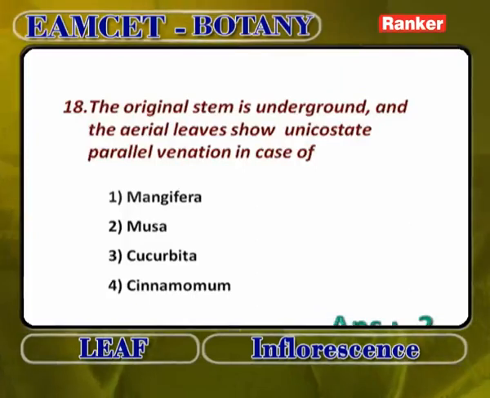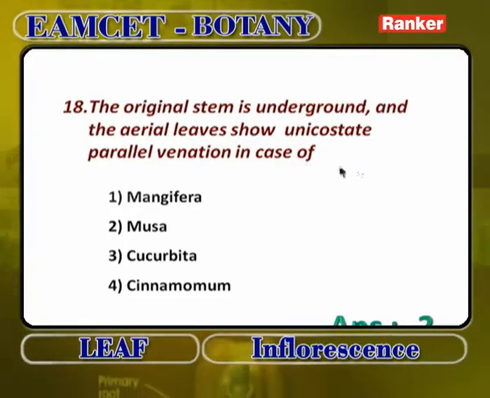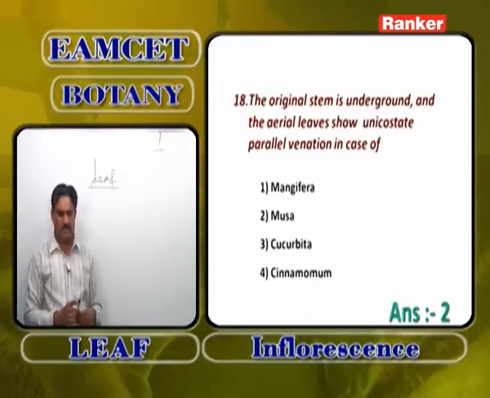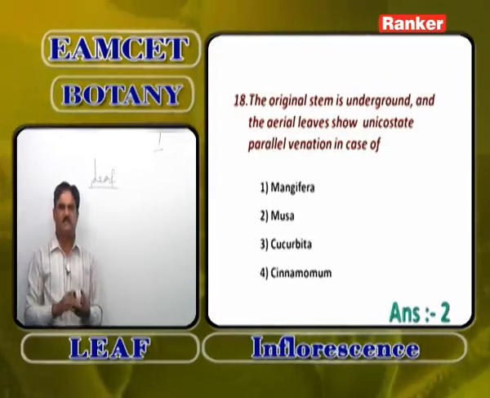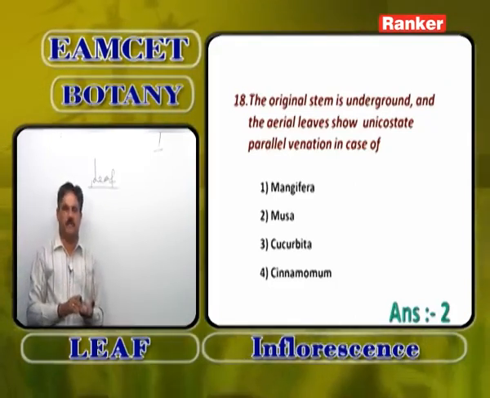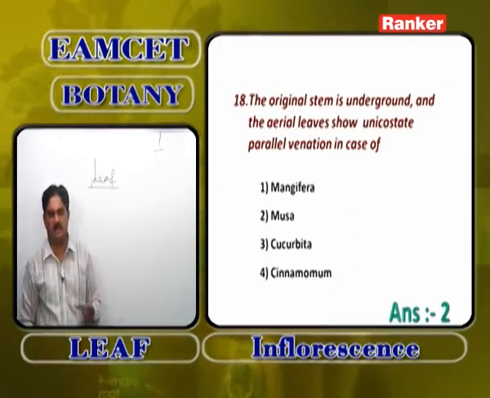The original stem is underground, and the aerial leaves show unicostate parallel venation. The original stem being underground is a rhizome. In Mangifera you don't find unicostate, in Cucurbita you don't find unicostate, and in Cinnamomum you don't find unicostate. That means parallel venation is not found. Mangifera, Cucurbita and Cinnamomum show reticulate venation. Only Musa shows parallel venation. With that also you can identify the answer.